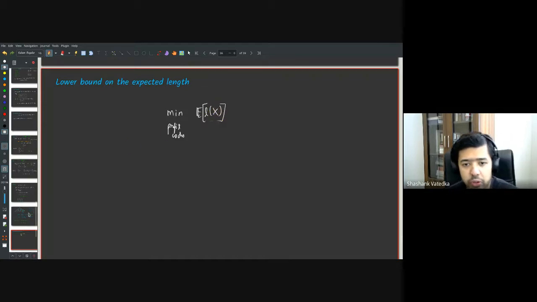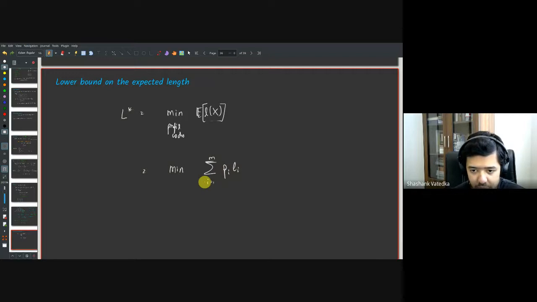Right, so this is what we want to find out. Let us call this L star. Now we know that every prefix-free code must satisfy Kraft's inequality. So what is the expected length equal to? It is a summation i equal to 1 to m of p_i l_i, and we know that the p_i's are given to us, of course, and our goal is to design the l_i's.